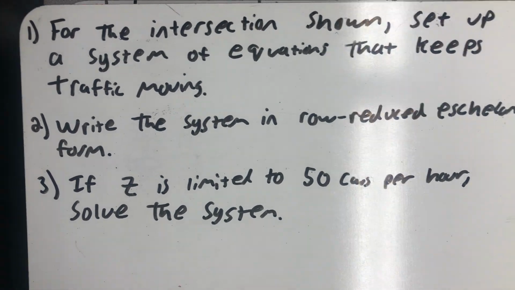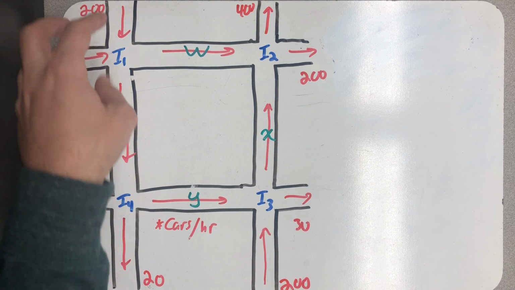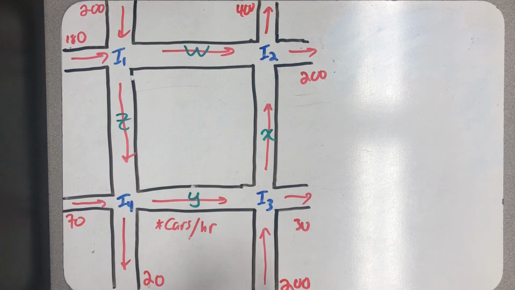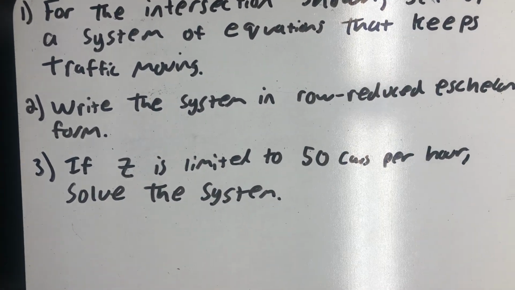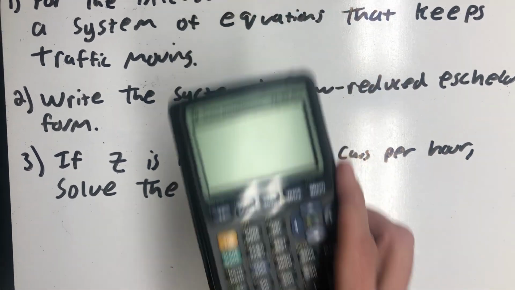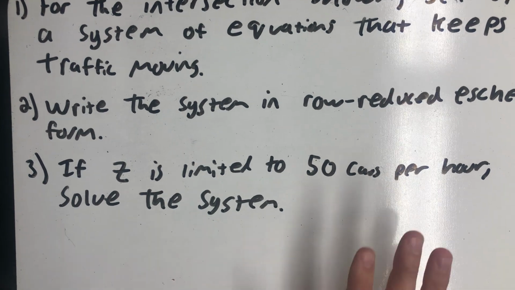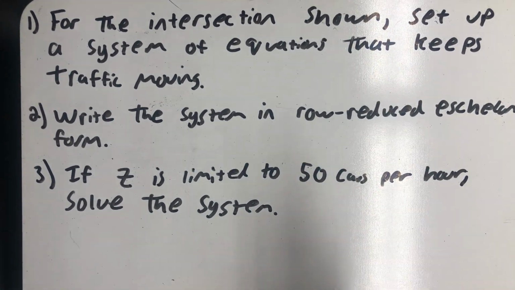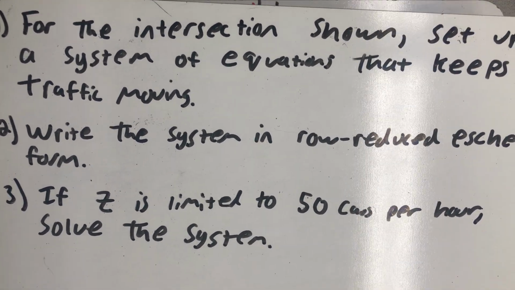Well, to keep the traffic moving, it means on every hour the same number of cars needs to come into an intersection as is going out. If fewer cars are going out, we have a traffic jam. So we want to keep that the same. We're asked to then write that in row reduced echelon form. We'll use our graphing calculators to help out with that. And then finally, we're asked to solve the system provided that z, for some reason, either because of a lighting system or construction, is limited to 50 cars per hour.